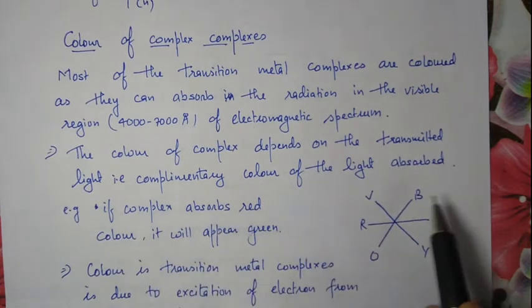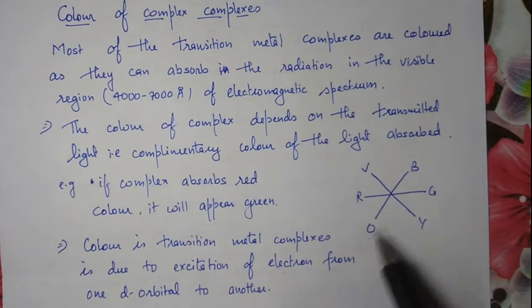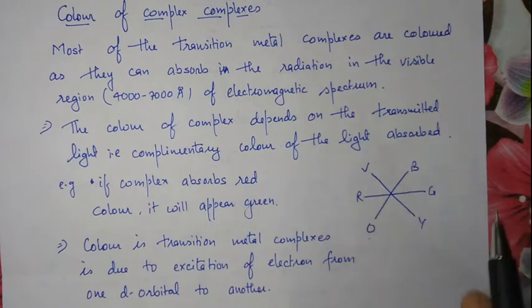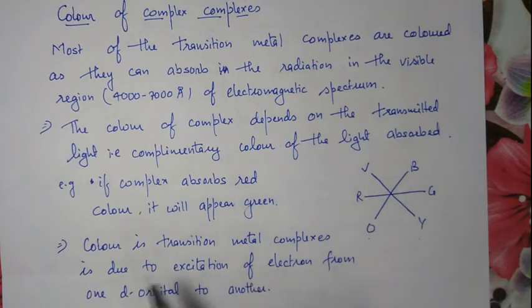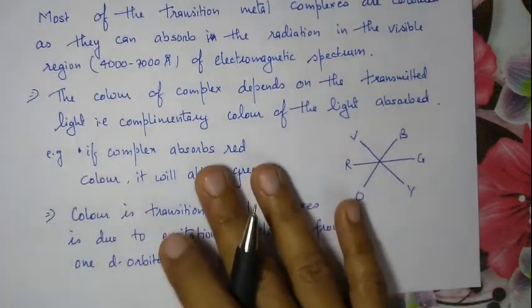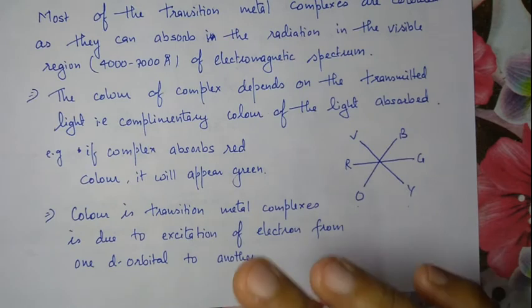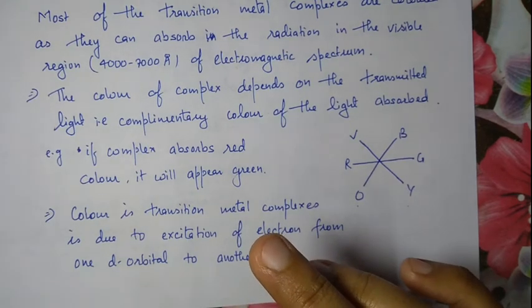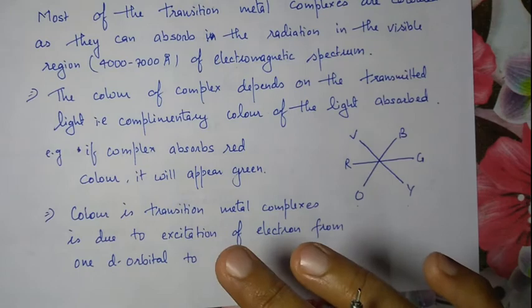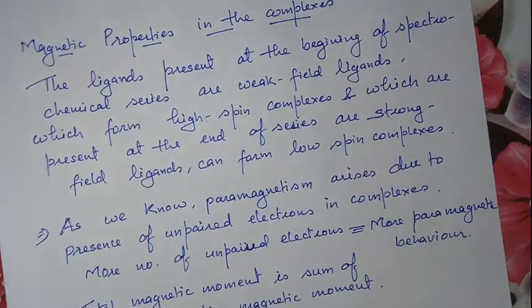If a complex absorbs red, then it will appear green. If it absorbs orange, it will appear blue. If it absorbs violet, it will appear yellow. And the color in a transition metal complex is due to excitation of electrons in the d orbitals. It is due to d-d transition, that is between split d orbitals. There is a difference between the energies of the split d orbitals, and the transition between d orbitals can be the reason for the color of the complex.